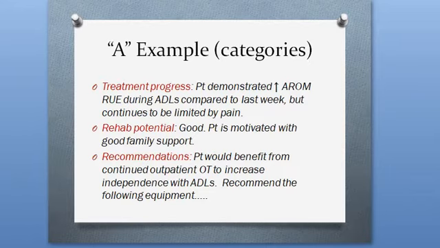Okay, here's some more examples in categories. If you want to break it down into categories, the treatment progress: patient demonstrated increased active range of motion in right upper extremities during ADLs compared to last week, but continues to be limited by pain. So this is just breaking it down. So it's the same paragraph, but you break it down, depending on how your employer wants you to document, or if you have more freedom, what you're more comfortable with. Just want to make sure you get everything down.